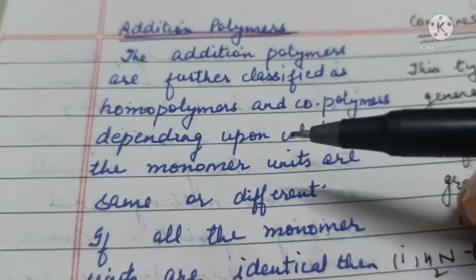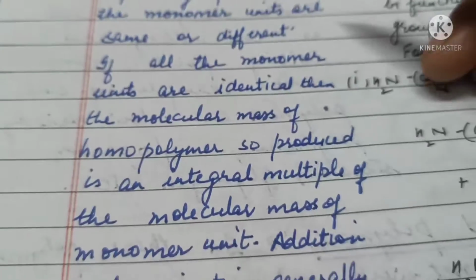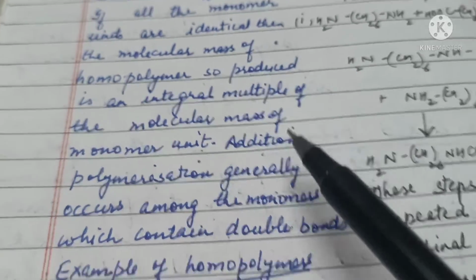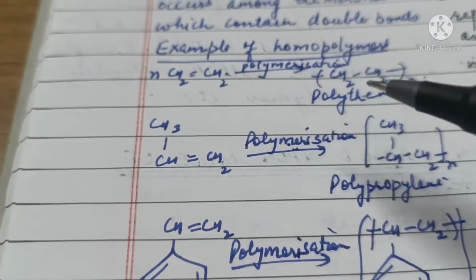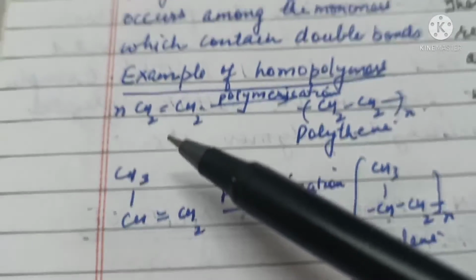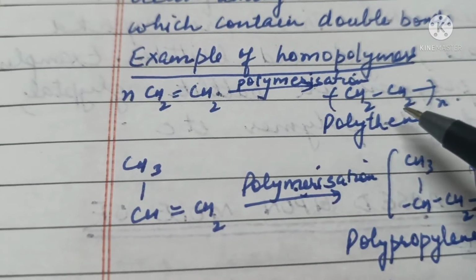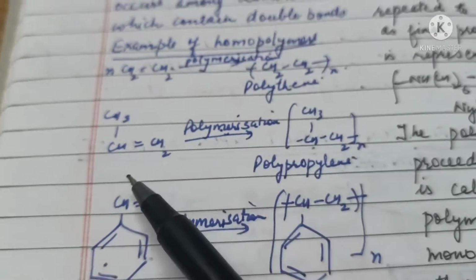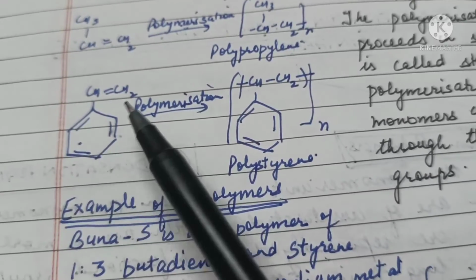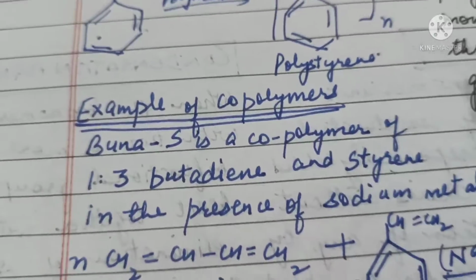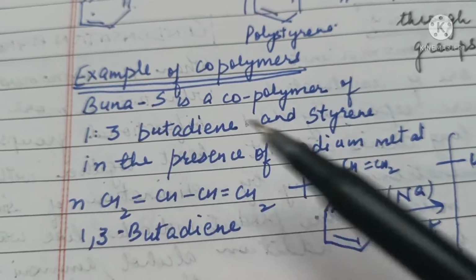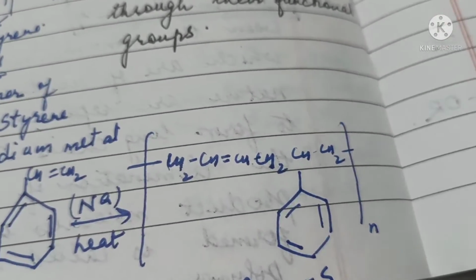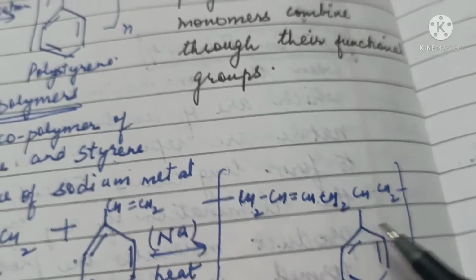So addition polymers can be further classified as homopolymers and copolymers. If the units are same, then it's a homopolymer. They are formed by the process of step growth polymerization. For example, ethene is added to another ethene molecule, which will in the next step be added to another ethene molecule to form polyethene. Similarly, propene to polypropylene, styrene to polystyrene. Examples of copolymers: Buna-S is a copolymer of 1,3-butadiene and styrene in the presence of sodium. So the polymer formed is a copolymer because it has two different monomeric units.